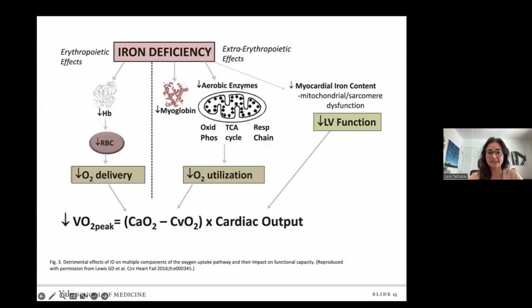When we think about why iron deficiency is so important in heart failure patients, this panel is helpful again from the same Greg Lewis paper. Along the left-hand side, there are erythropoietic effects of iron deficiency that result in decreased oxygen delivery, which is a direct component of the calculation for maximum oxygen consumption and can decrease the oxygen content in the arterial blood and decrease the peak oxygen consumption. There are extra-erythropoietic effects, of which there are many. When we have iron deficiency, there can be decreased myoglobin, decreased aerobic enzymes, and decreased myocardial iron content, which all can result in affecting these other measures of the oxygen consumption pathway. So we get less oxygen utilization and decreased LV function when we have lower myocardial iron content. So that's a helpful way to understand why this is so important.